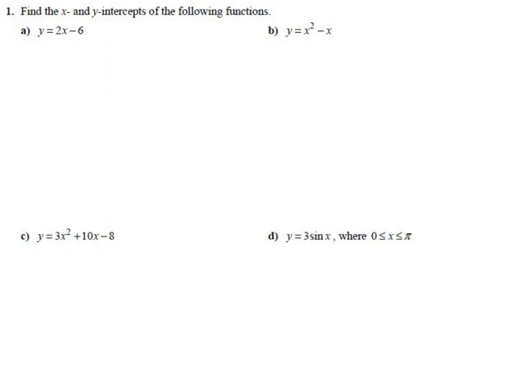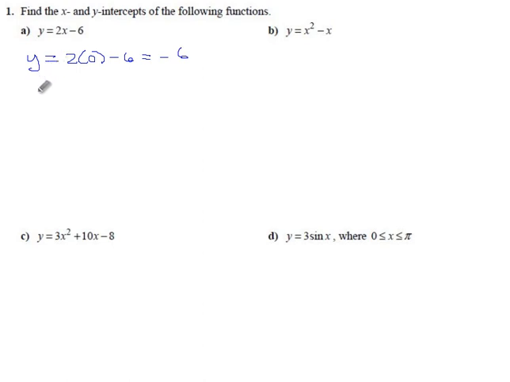Okay, find a great many intercepts, they say. We should be able to knock these off kind of fast. The y-intercept here will be y equals 2 times 0 minus 6. The y-intercept is negative 6.